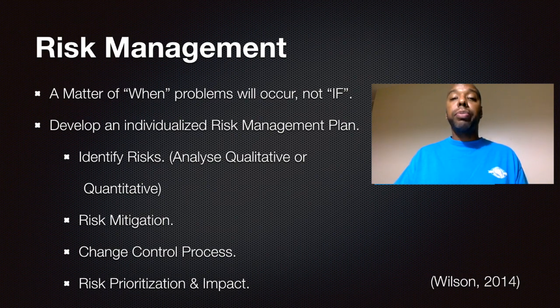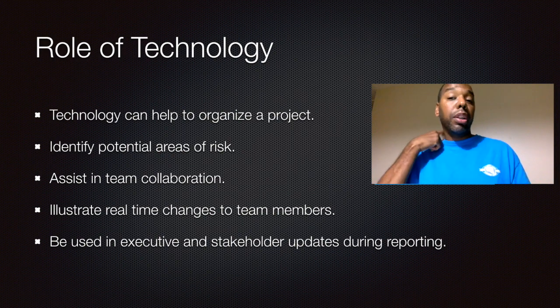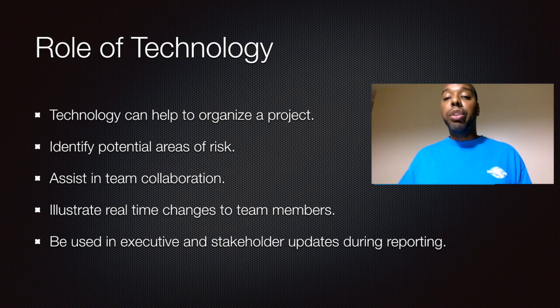Now, the role of technology can be used throughout this entire project to help organize the project, to help identify potential areas of risk, so it assists with different parts of the project plan, to also assist team members in collaboration. This is especially important when the team members are spread out over a region or even over the world. And then also technology can illustrate real-time changes to team members. So team members can see when things are actually taking place in real time. And this is a helpful tool when the team members are not all working together in the same office or in the same time zone even.